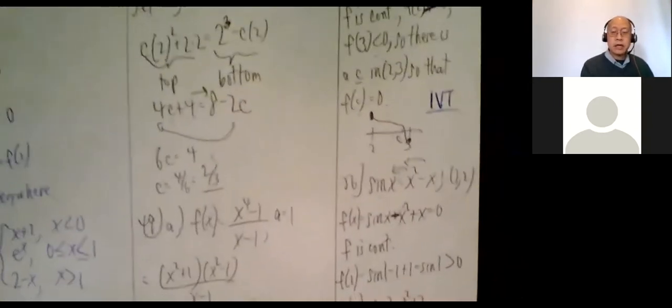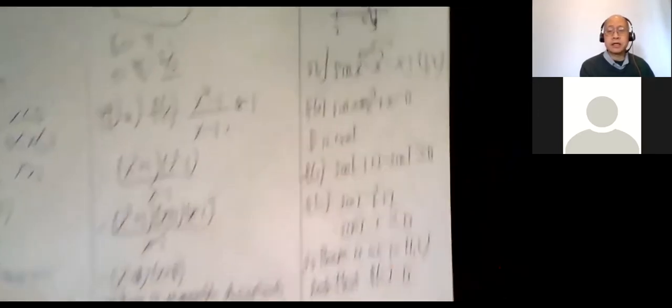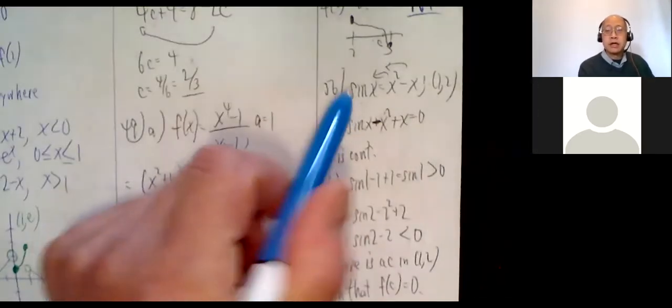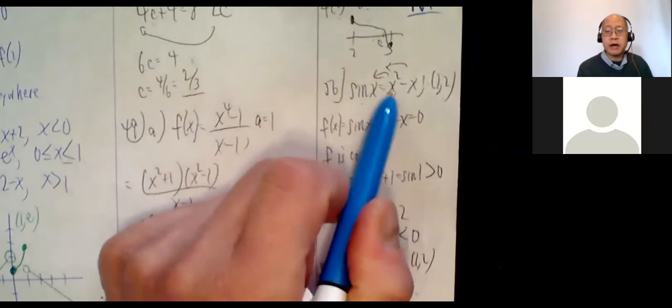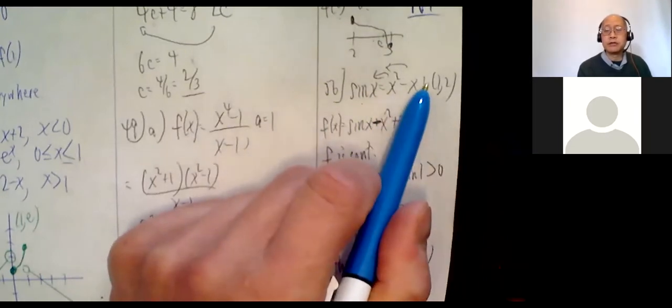I'll do 56, and then that's it. That's the end of the section. Show that sine x equals x squared minus x somewhere between 1 and 2.